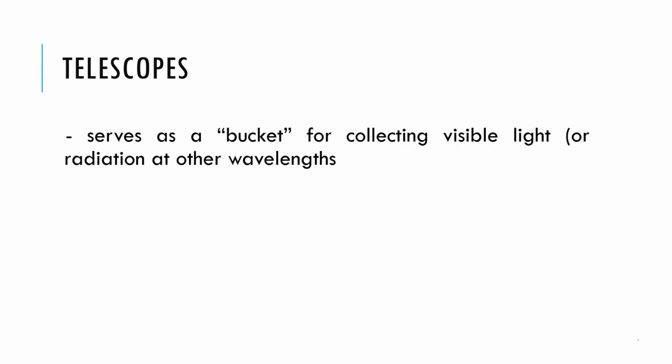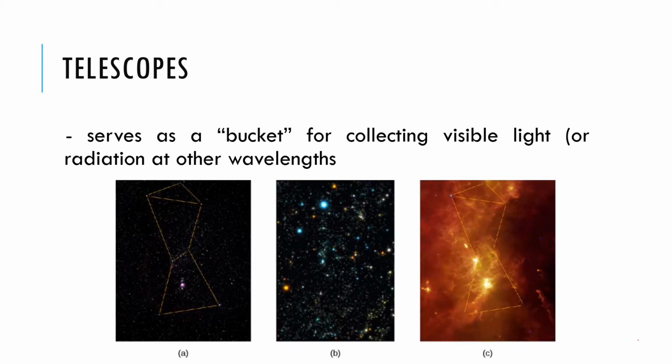Let's discuss telescopes. This serves as a bucket for collecting visible light or radiation at other wavelengths, as shown in this figure. This shows the Orion region at different wavelengths. The same part of the sky looks different when observed with instruments that are sensitive to different bands of the spectrum. Visible light in Figure A shows part of the Orion region as seen by the unaided eye, with dotted lines added to show the figure of the mythical hunter Orion.